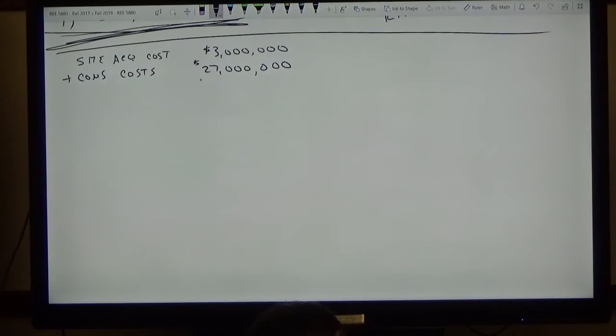Okay, so now if we've got the site acquisition cost, we've got the construction cost, then we're just going to add those two together, and we're going to get $30 million. And so that's going to be our total expected development cost.